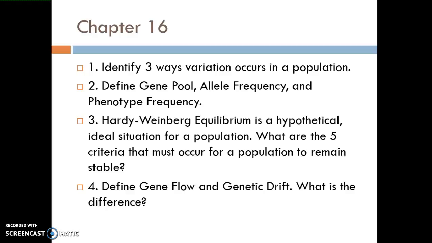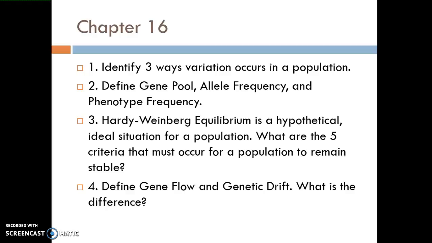Okay, define gene pool, allele frequency, and phenotype frequency. So gene pool is all of the genes that are available for that particular population. Allele frequency is how many of each allele are present in that population. So like big A compared to little a. And then phenotype frequency is how many individuals have a particular physical characteristic or phenotype within that population. And just looking like we did this with the bunny lab, brown fur versus white fur.